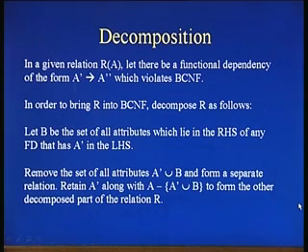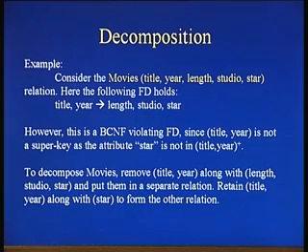Let us have an example which makes this very clear. Consider the movies example once again. Let us have a look at this relation Movies having the following attributes: title, year, length, studio, and star. Here the following functional dependencies hold: title and year uniquely determine length, title and year uniquely determine studio, and title and year do not determine star actually. So, this is a BCNF violating functional dependency, because title and year obviously cannot be the key for this relation because it does not uniquely determine star.